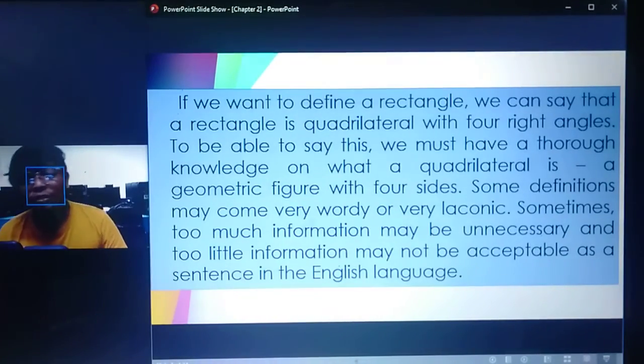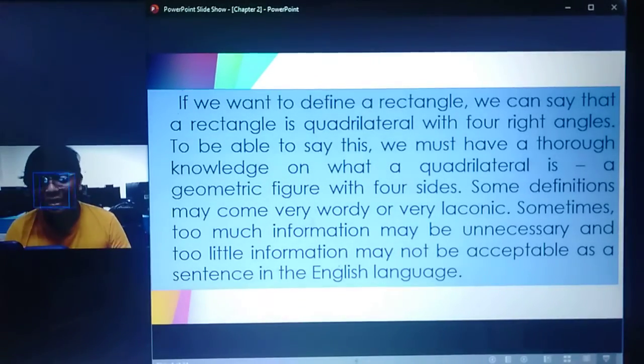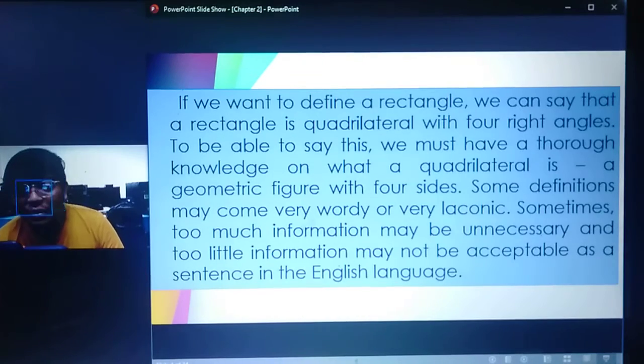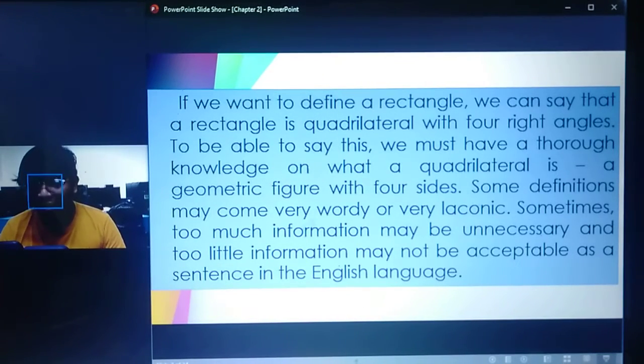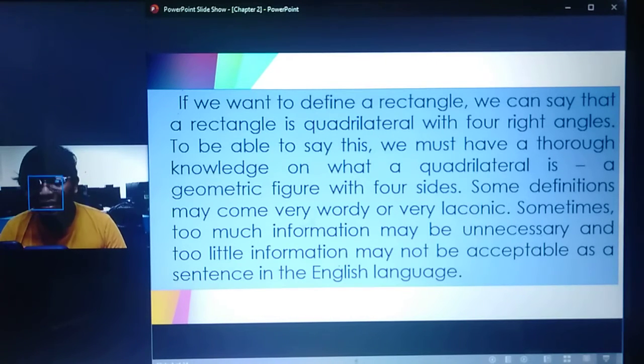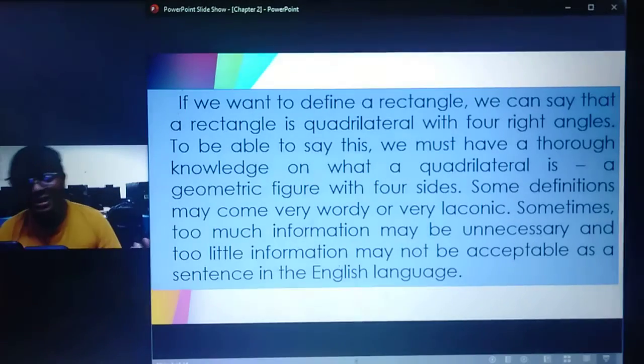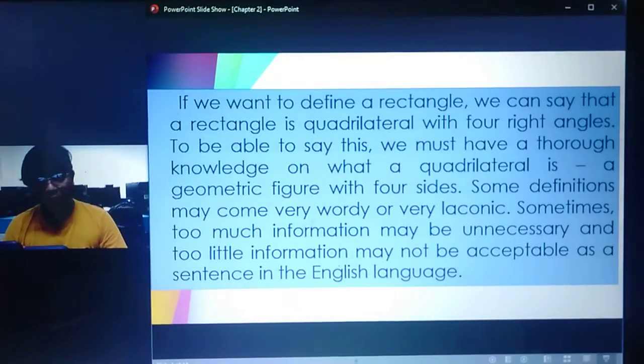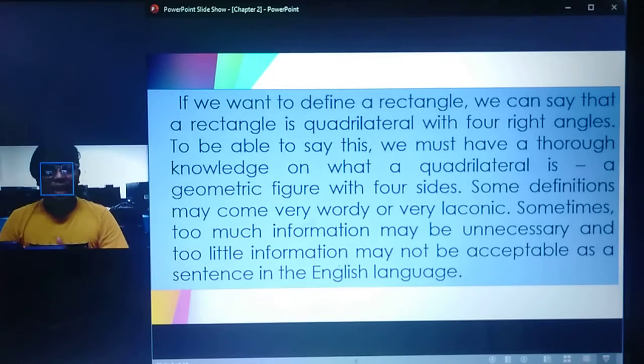So if we want to define a rectangle, we can say that a rectangle is a quadrilateral with 4 right angles. Okay? So to be able to say this, we must have a thorough knowledge on what a quadrilateral is. A geometric figure with 4 sides. Some definitions may come very wordy or very laconic. Sometimes, too much information may be unnecessary and too little information might be acceptable as a sentence in the English language. 'Di ba? Yeah. Okay. Let's go to English language.